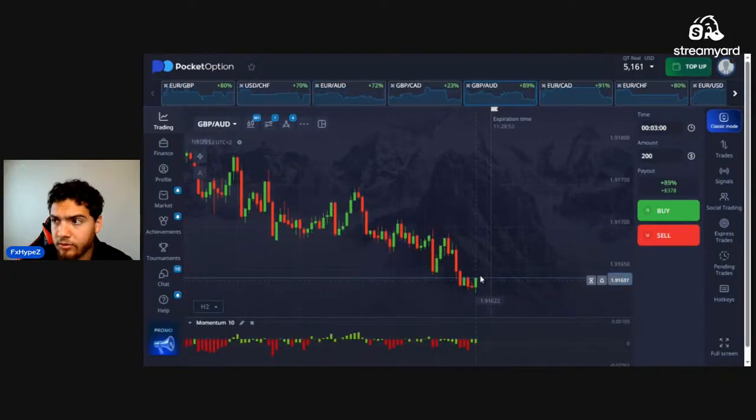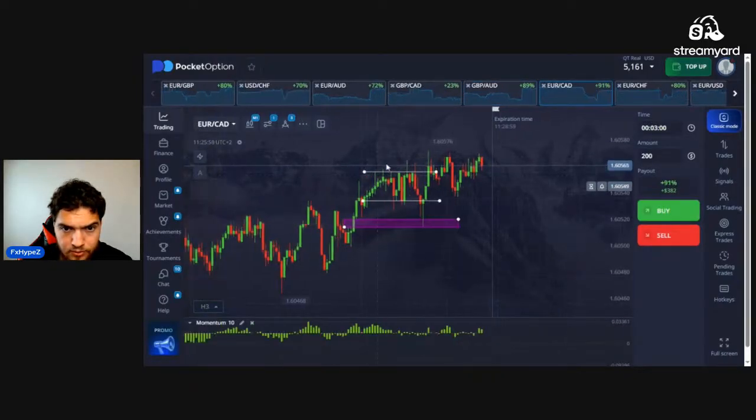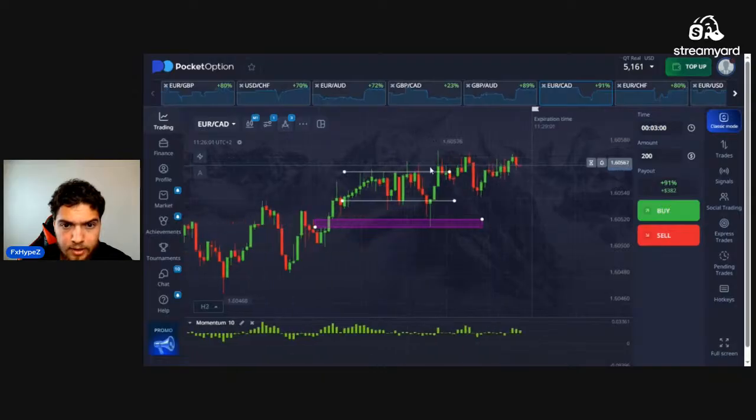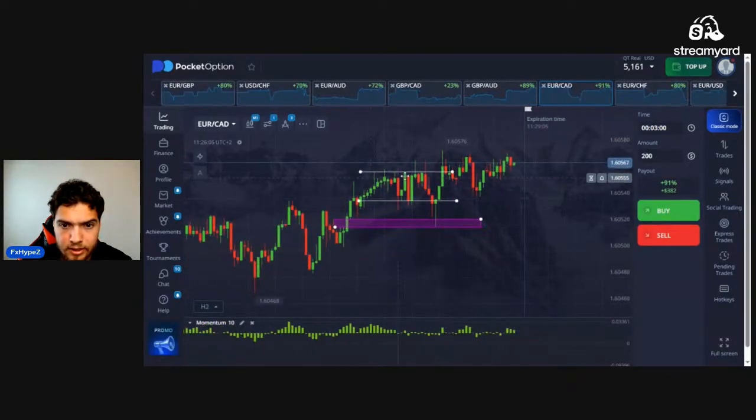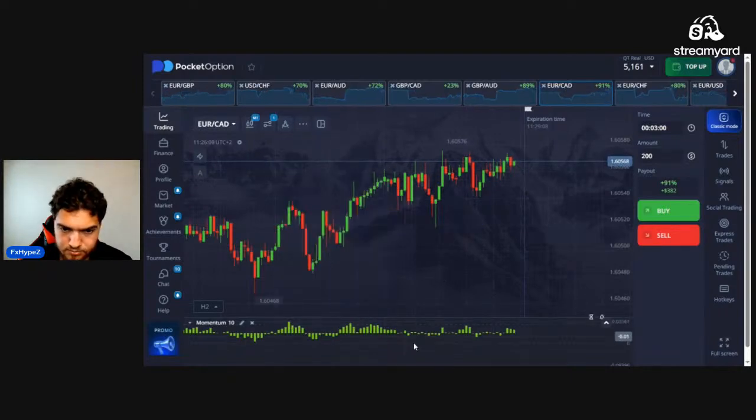Okay, GBP CAD's also coming to the downside here. Sorry, GBP AUD. Euro CHF is consolidating. I'm kind of happy I didn't take a sell or a buy here. It's just gradually moving up, but momentum's a bit funky.